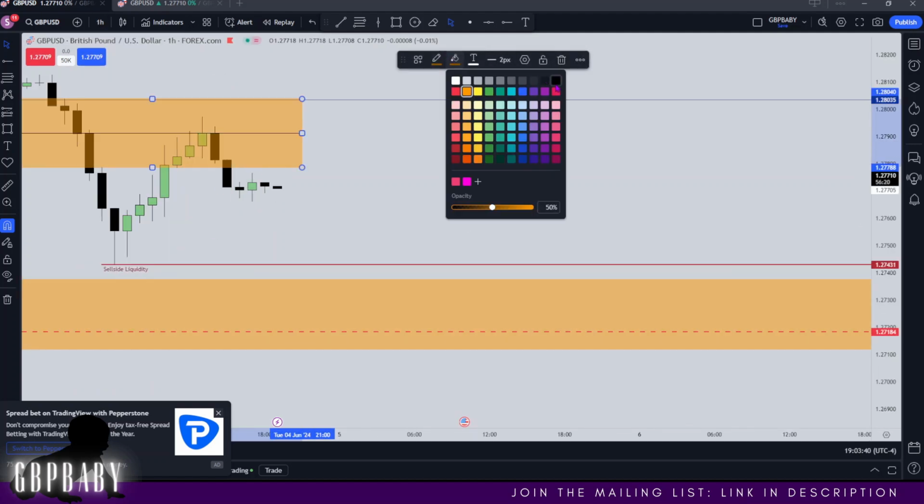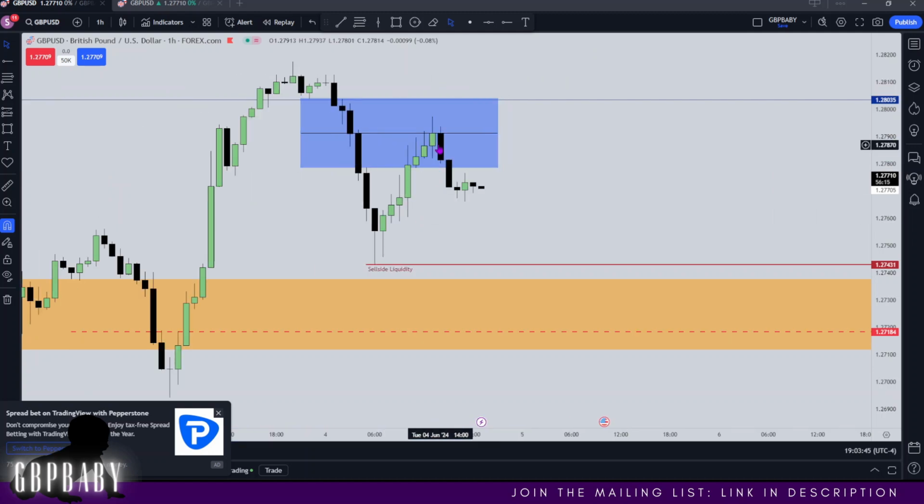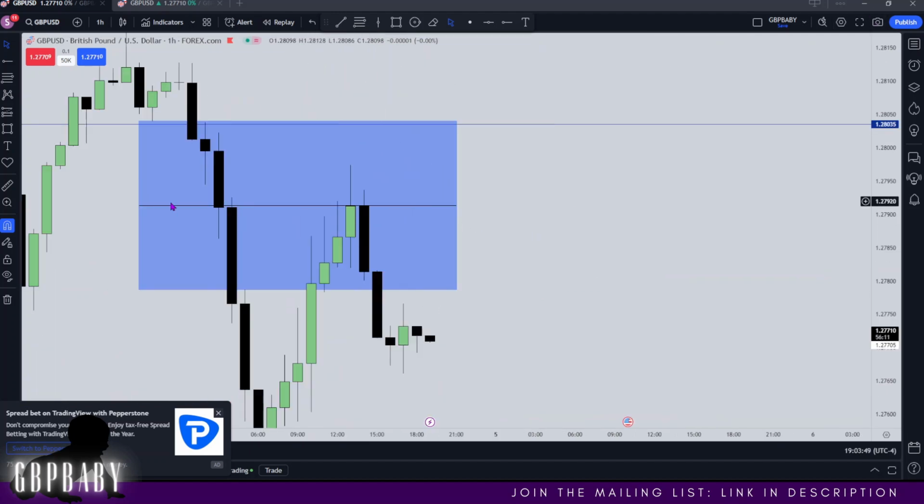Let's make this a different color. And you can see how we came up, and look at that. You can't make this stuff up. You can see how that midpoint of that fair value gap on the order block, the midpoint of the fair value gap on the 4 hour has been respected pretty much to the tick on the 1 hour. And you can see how we've broken down now.